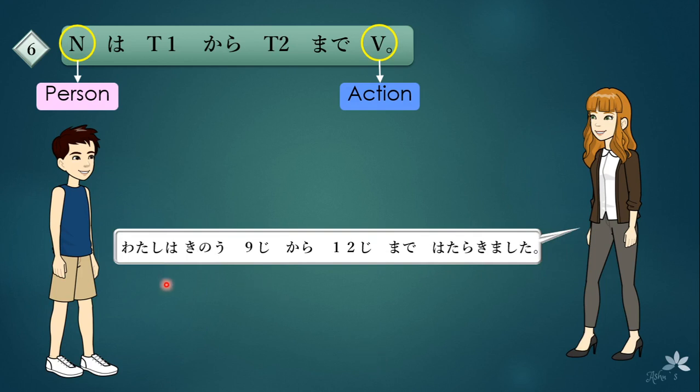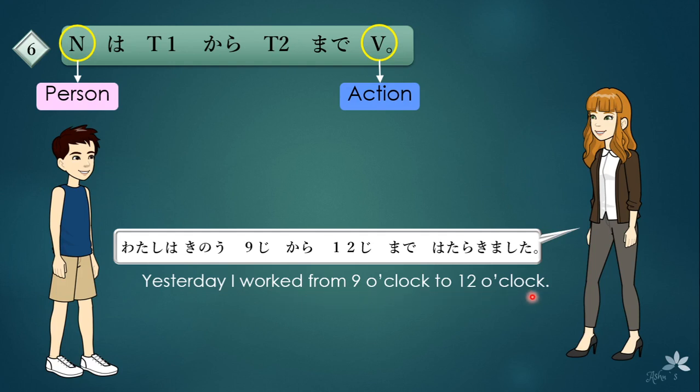Let's see another example. 私は昨日9時から12時まで働きました。So here she's saying, yesterday I worked from 9 o'clock to 12 o'clock. Because the word kinou is there, you have to use the past tense. Friends, hope you have understood how to frame the sentence N wa T1 kara T2 made V. You can also make your own sentences in a similar way.